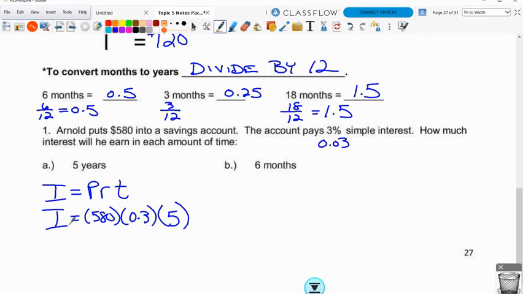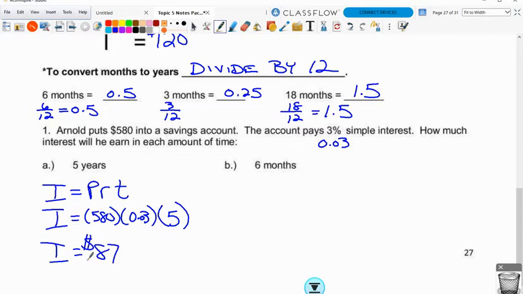So again, I is all alone on the left. In order to get its value, you're going to multiply 580 times 3 hundredths times 5. When you punch that into your calculator, I equals 87. And again, this is money, so the interest earned would be $87.